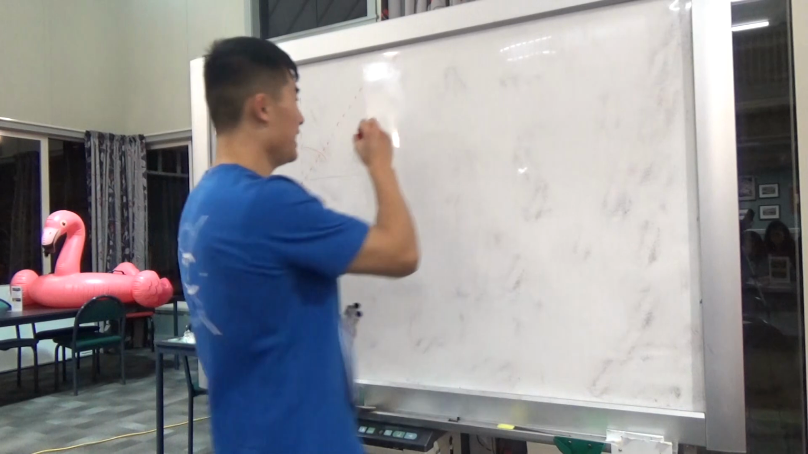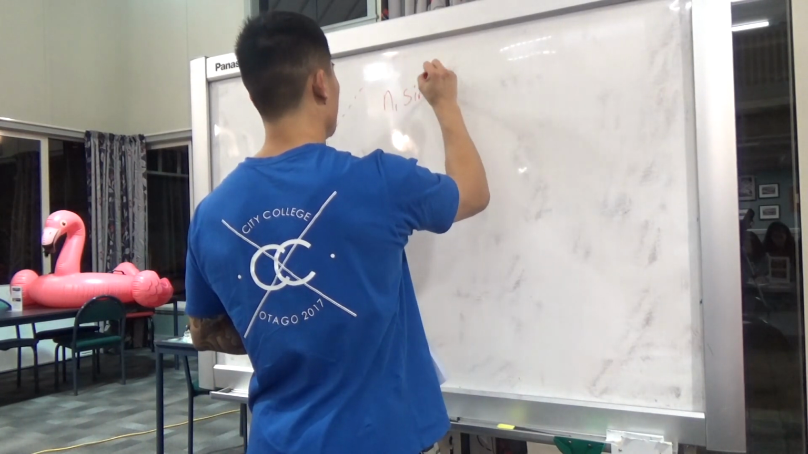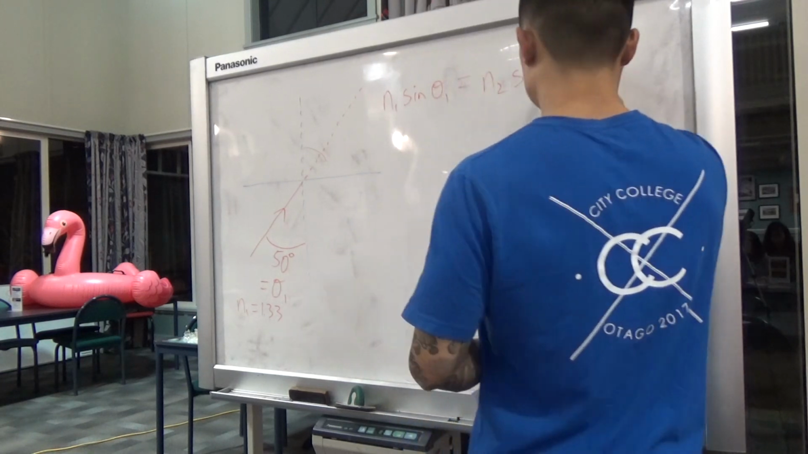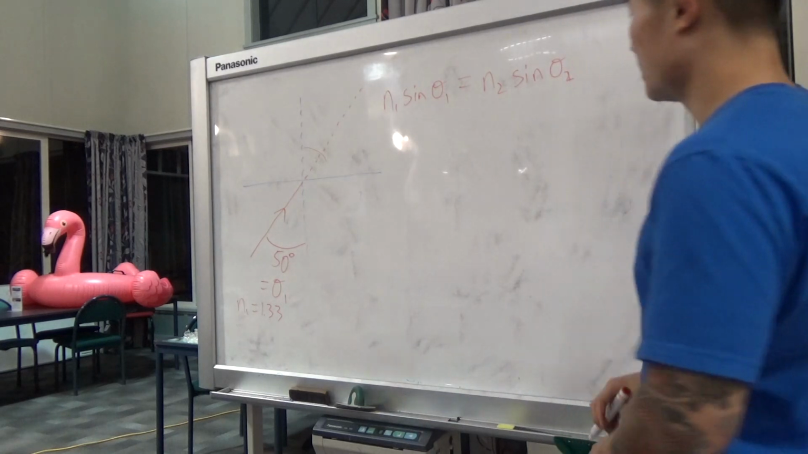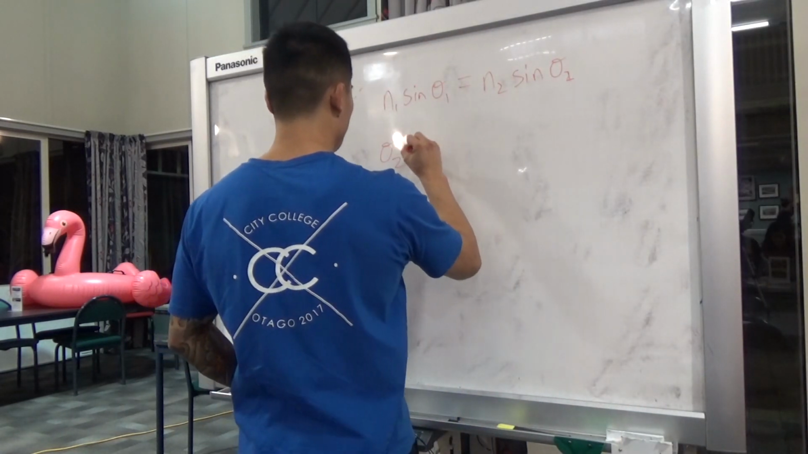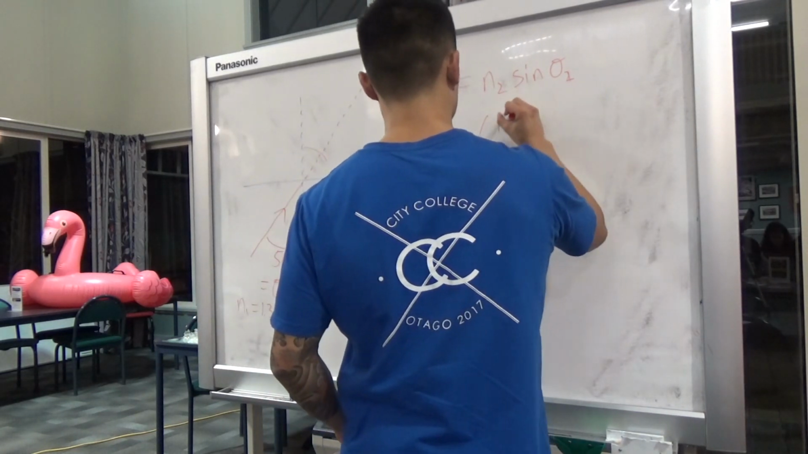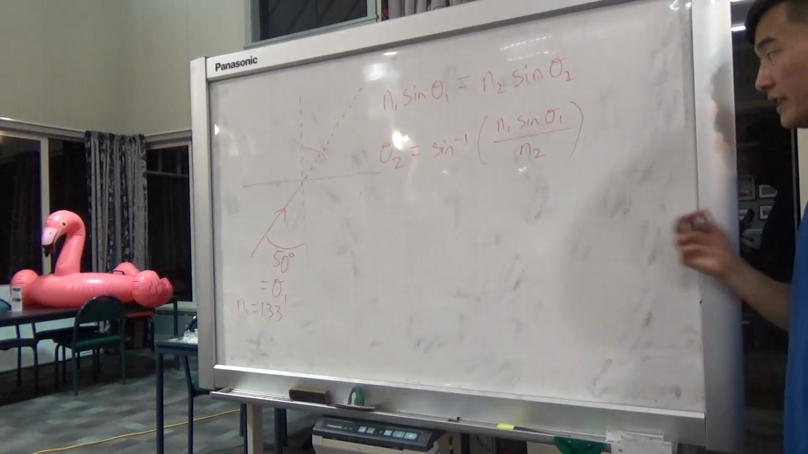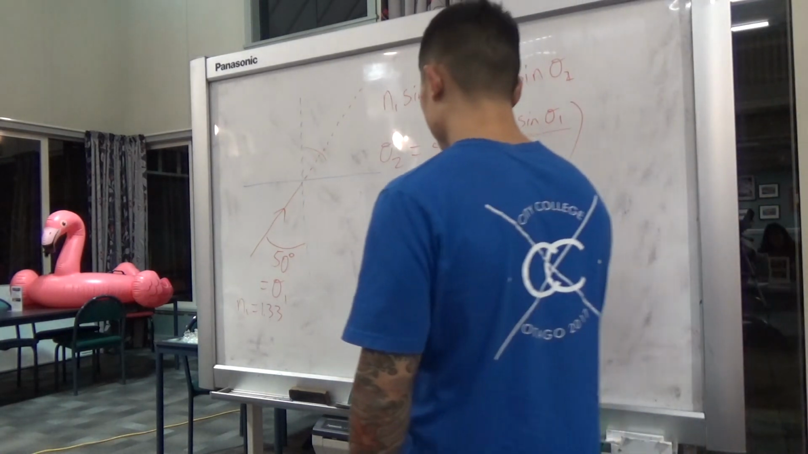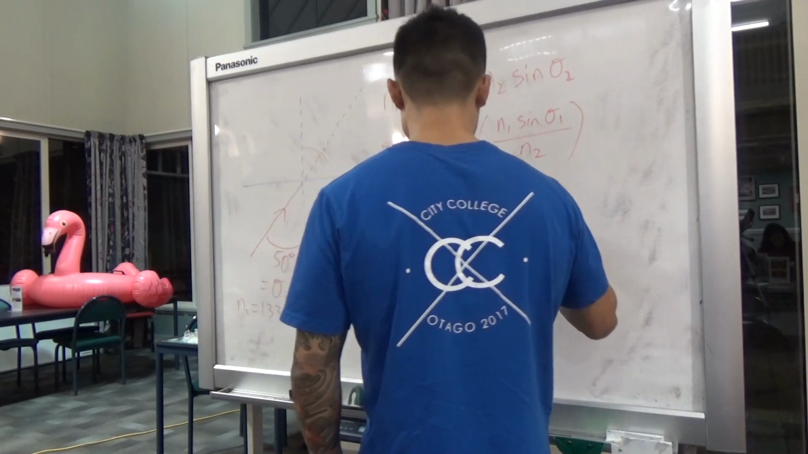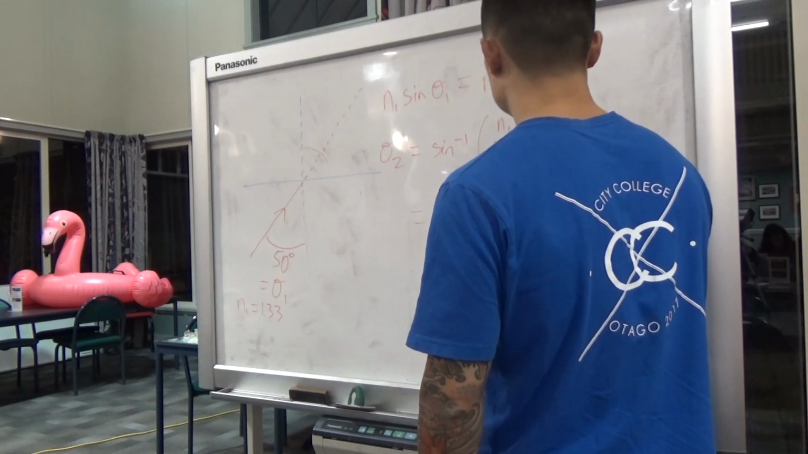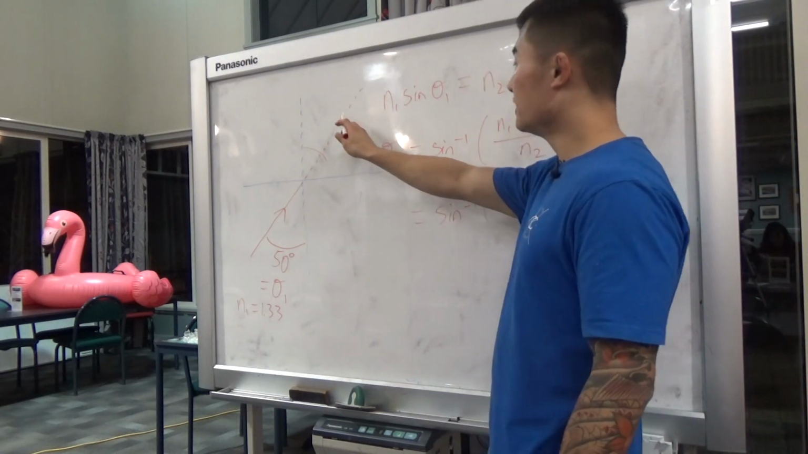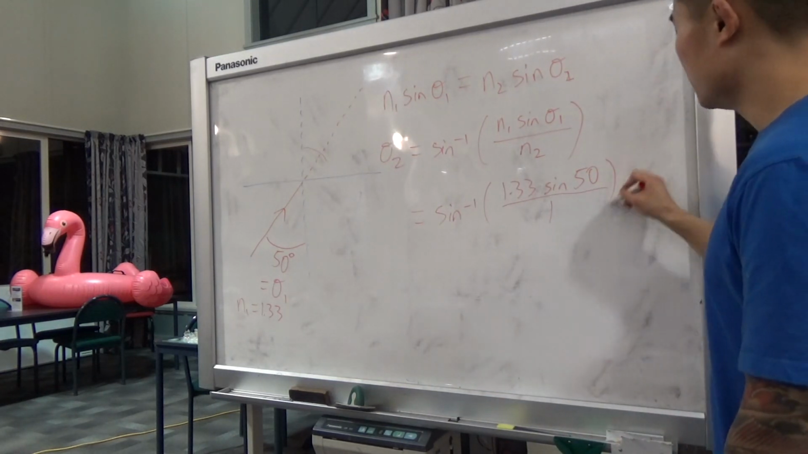Now the equation for that is n1 times sine of angle 1 is equal to n2 times the sine of angle 2. Okay, and then you can have it rearranged for angle 2, which is inverse sine of n1 times sine of angle 1 over n2. Usually you'll be asked for angle 2. So we'll put those numbers in. So sine to the negative 1, n1 is 1.33, and then sine of angle 1, which is 50, over n2. Since it's going into air, n2 will be 1. So the refractive index of air is just 1.